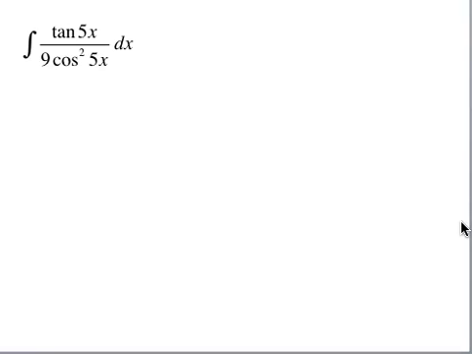Here's our next problem, and I'm going to do it two ways. Tangent of 5x over 9 times the cos squared of 5x. The way most students will do this will be to convert everything into sines and cosines. So that'll be my first strategy.